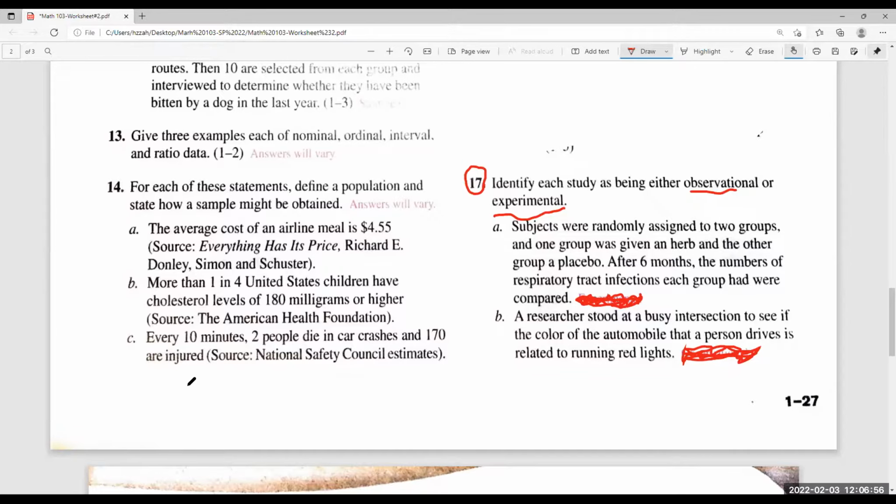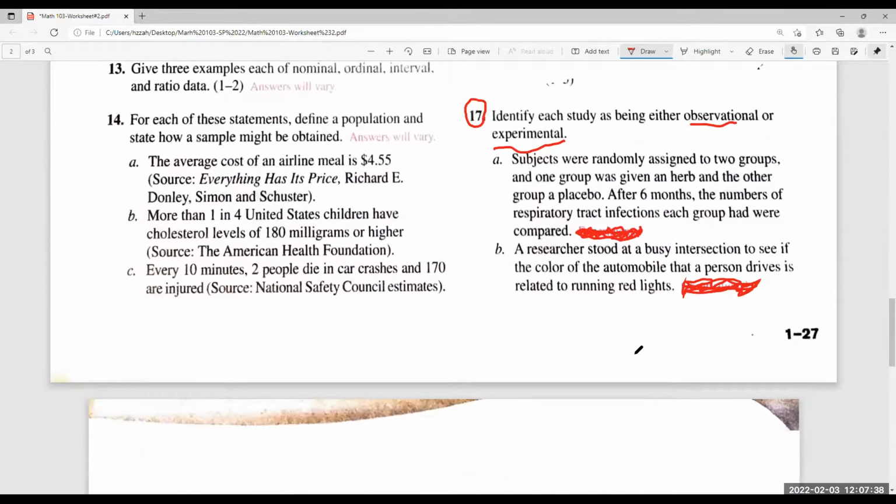Subjects were randomly assigned to 2 groups. One group was given an herb and the other group a placebo. After 6 months, the number of respiratory tract infections each group had were compared. It's experimental, because it's nicely explained. You design an experiment to get a result. So part 1 is experimental, because they nicely explain the procedure for you. Any question?